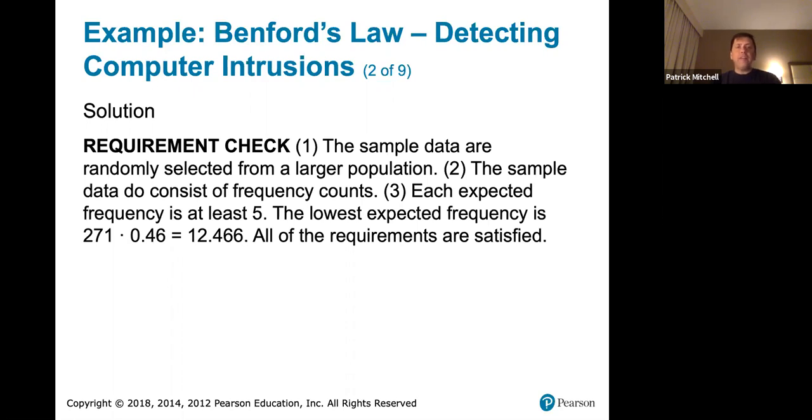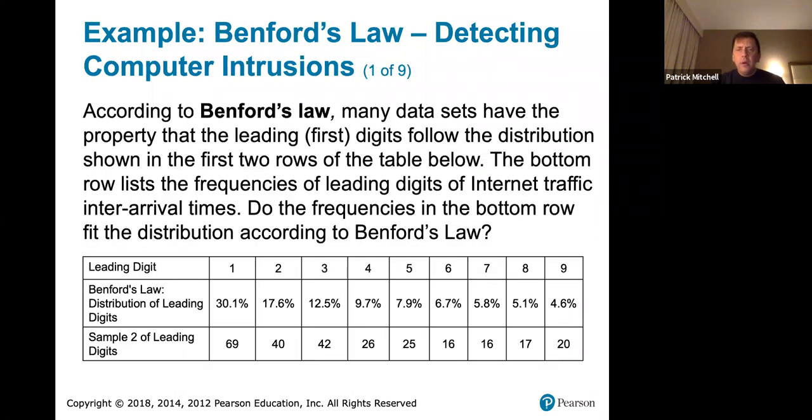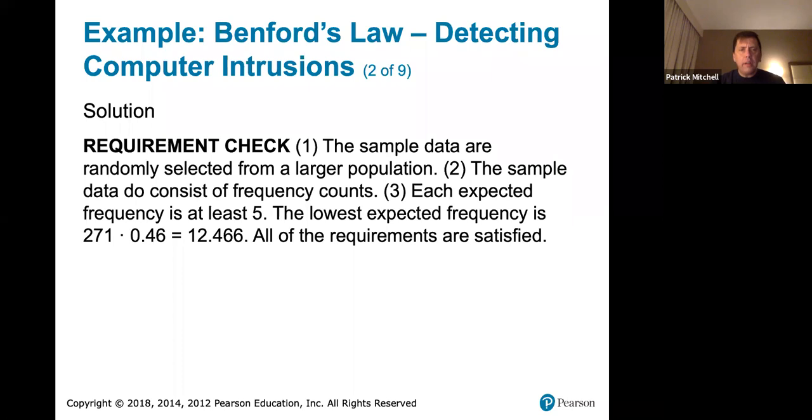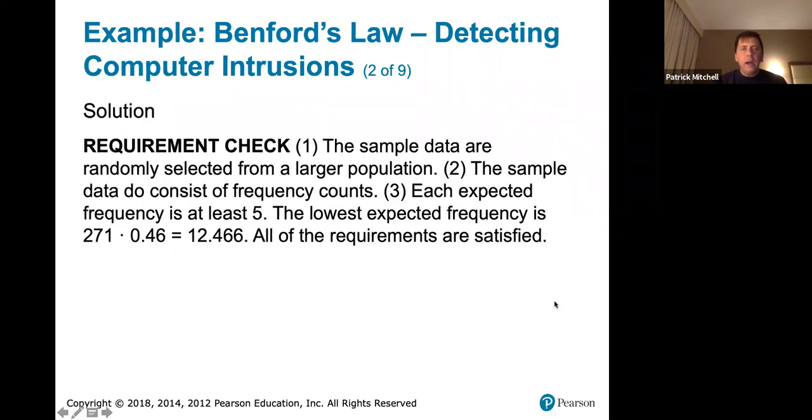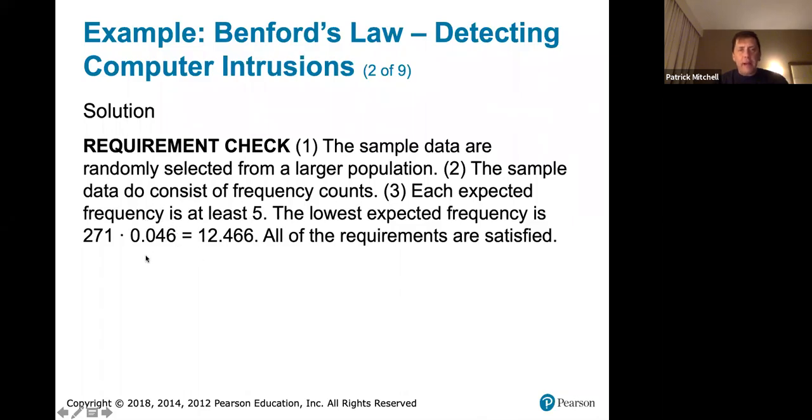Each expected frequency at least 5. The lowest expected frequency is 271 times 0.46. That's supposed to say 0.046. Okay. The expected frequency for the 9. All right. I see that they did use 0.046 here because they got 12.466, okay? So all of these expected frequencies are at least 5. Okay, before I left this slide, I had to fix that. Otherwise, I wouldn't have remembered later, and it would have bugged me.